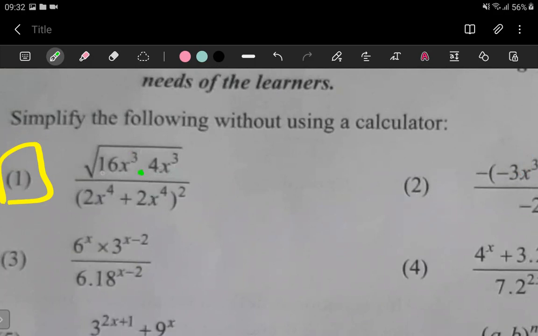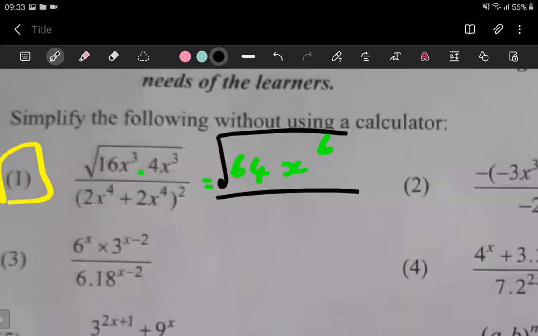But without worrying about the square root symbol, you can just multiply these two first, because these are already things you can multiply. 16 times 4 gives you 64. X cubed times x to the power 3 again is going to give you x to the power 6. This whole thing under the square root, you can deal with that later.